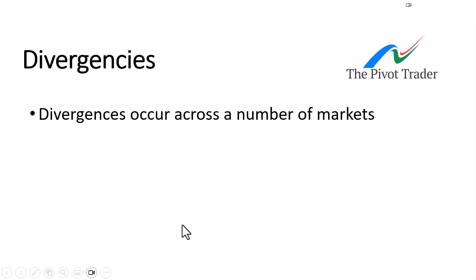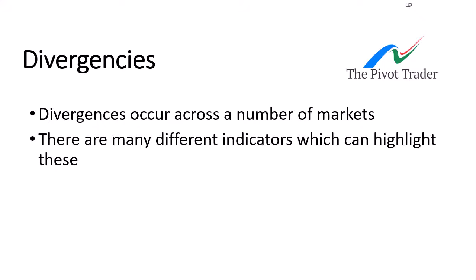Now, divergence can occur across a number of markets, near enough any market where you can see price action. There's the potential to see divergences between the strength of the move and the actual move itself. There are a lot of different indicators you can use which can highlight these. The most common are the MACD, the moving average convergence divergence indicator, and Wilder's RSI indicator. So they're the two most common ones used. Some will pick it up in cycles as opposed to anything else, but I would suggest they're probably the most common.